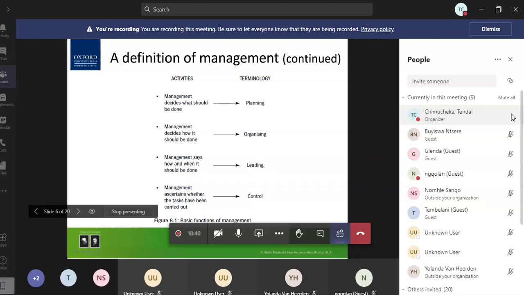Then it is also the duty of managers to ascertain whether what they wanted to achieve, they've actually achieved. What they've put on paper to say this is what we want to achieve, does it look exactly the same as what transpires on the ground? If there are differences, they have to come up with ways to address those differences. But if they look the same, then it means everything is going according to plan. So that process is controlling. So those are the 4 main management tasks that we will focus on for purposes of this course.